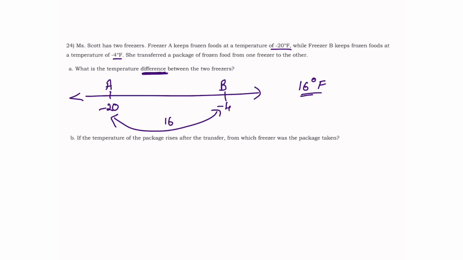The next, if the temperature of the package rises after the transfer, you know what it means, right? It's rising. From which freezer was the package taken? Now looking at this number line here, I'm sure you can figure it out that the package was transferred from A to B, right? Because this is minus 20 and this is minus 4. So the temperature is this way, it's called rising. And if it was going this way, it is dropping basically. So the package was transferred from freezer A to freezer B.